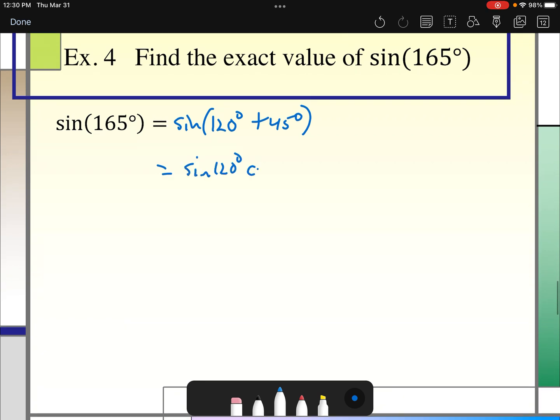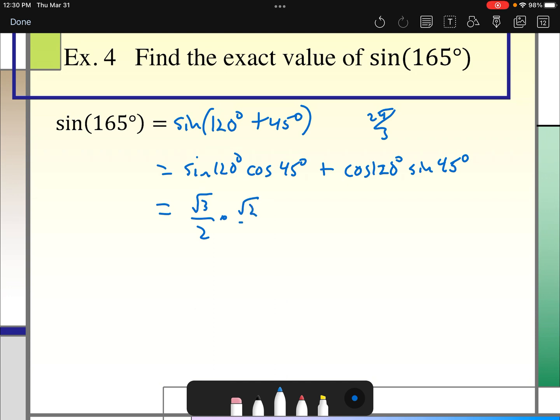So sine cosine plus cosine sine. If you've noticed, the angle is always alpha beta. It's going to be in the same order. Now the sine of 120 is 2 pi over 3, so we got to get over there in that second quadrant. Now that's a 60-degree angle or a pi over 3 angle, so it's still rad 3 over 2 because it's positive. Of course, we know that the cosine of 45 is rad 2 over 2.